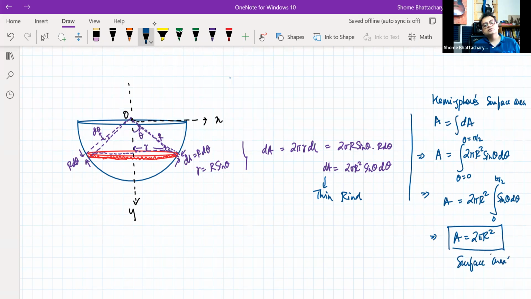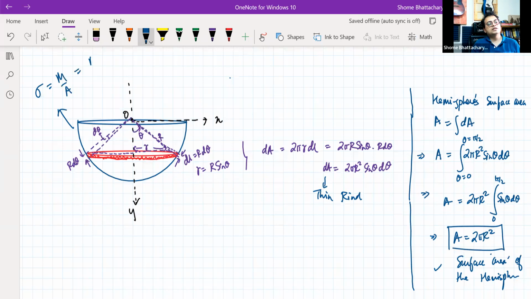Surface area of the hemisphere. So this is aside from our purpose over here, which is to find the center of mass. Now using this result or your general knowledge about surface area, we can also see sigma is m upon 2 pi r square, the total mass m divided by the surface area.